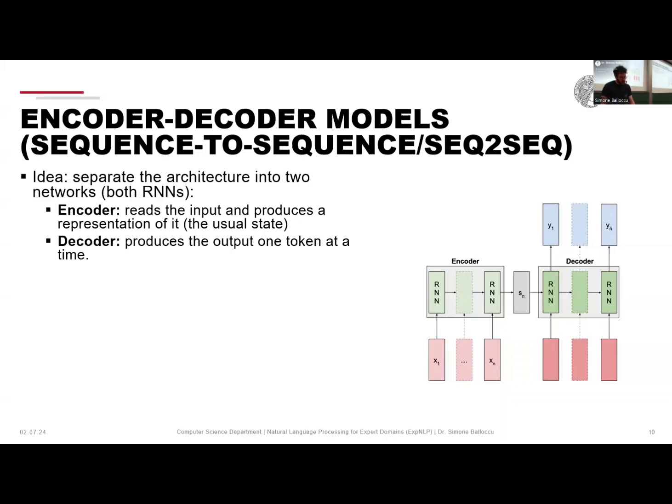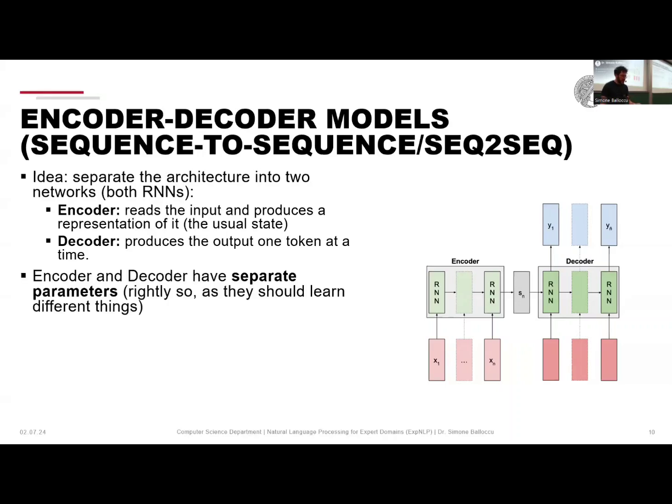The decoder produces the output one token at a time, which means that now we separate the parameters of the two networks. So this one and this one have different parameters. They are trained together, you will say, but they are kept separate, right? And this is also good practice because they should learn different things. Ideally, the encoder is more about modeling the state, some kind of overall representation of the sequence, while the decoder should learn how to produce an output from that.